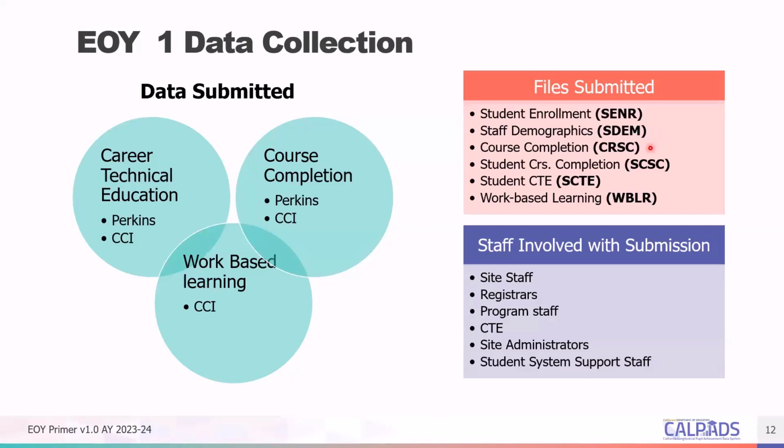Next, we have the course section completion, or CRSC record. These are needed for every official grading period except for summer school, college courses notwithstanding. We then have the student course section completion, or SCSC record. This is used to report student course completion and academic results, as well as CTE participation. We then have the Student Career Technical Education, or SCTE file, which is used to report CTE completers, but must align with pathways and capstone courses reported in the SCSC records. Finally, we have the Work-Based Learning, or WBLR record, which is used to report work-based learning.